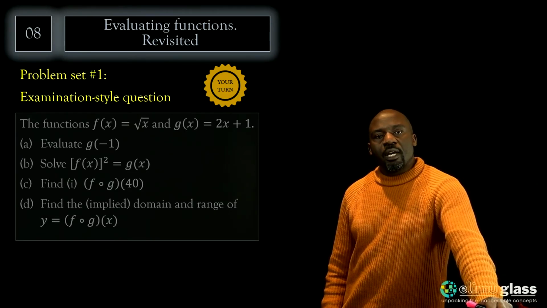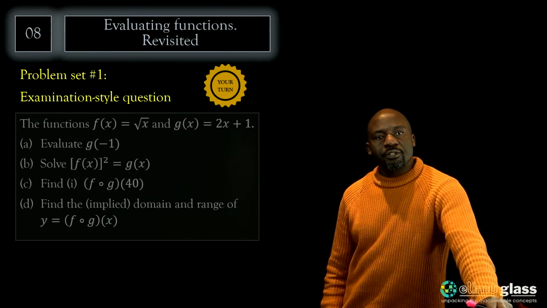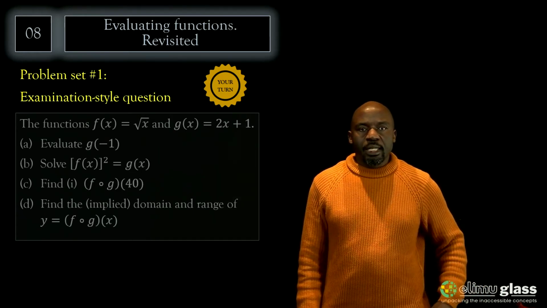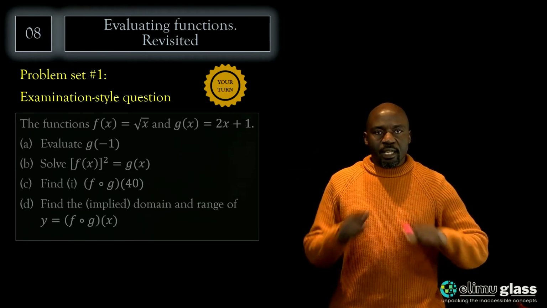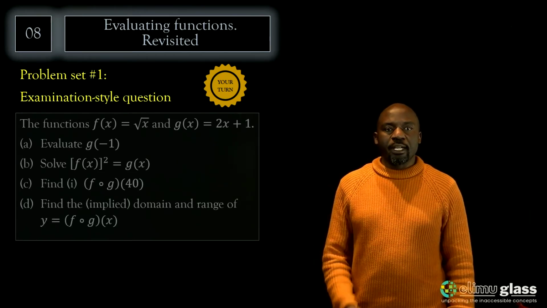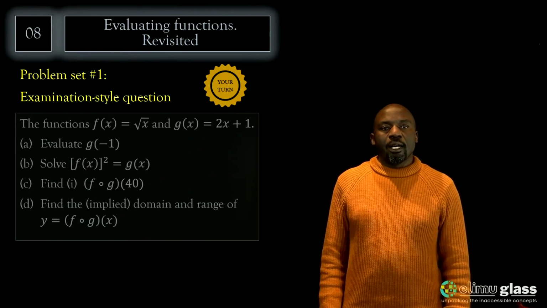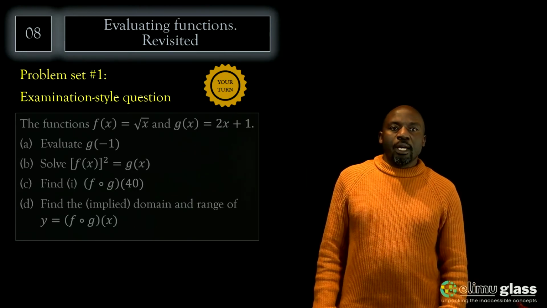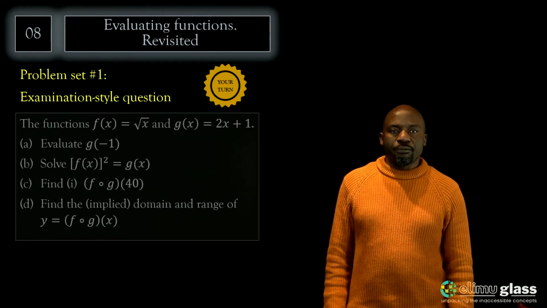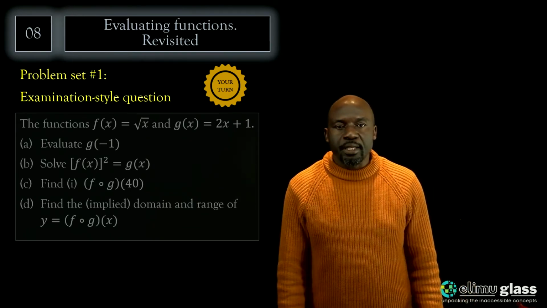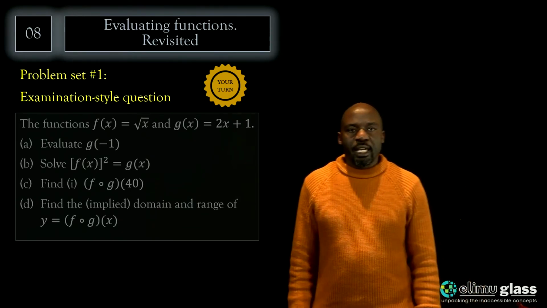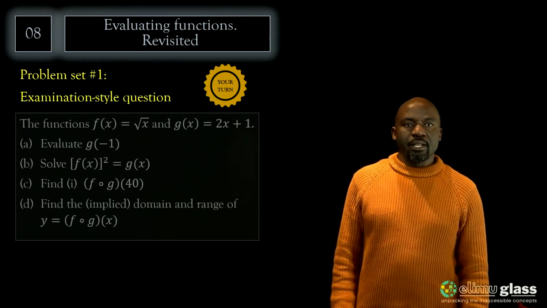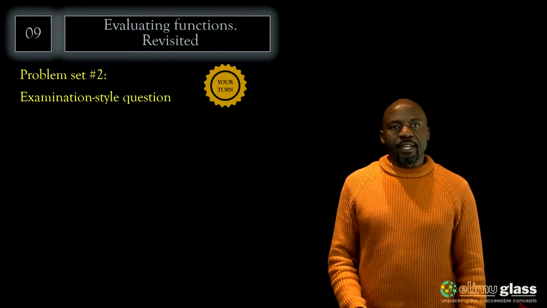Okay, so the first one there, problem set number 1. The functions f of x is root x and g of x is 2x plus 1. Evaluate g of negative 1. Solve f of x, everything squared, equals g of x. I want you to try that. Then find f of g of 40. And the last one there is to find the implied domain and the range of y is f of g of x. So please try this out and let's see what you come up with.